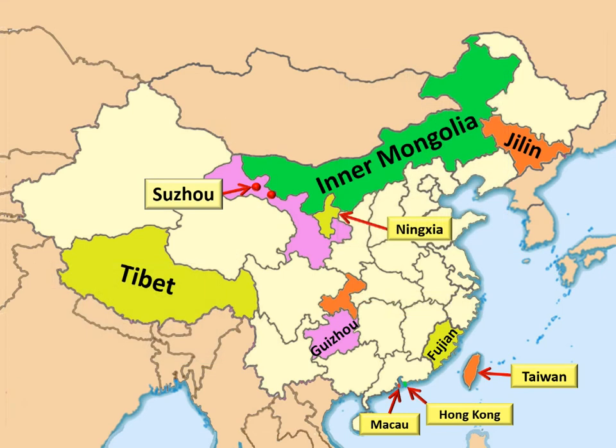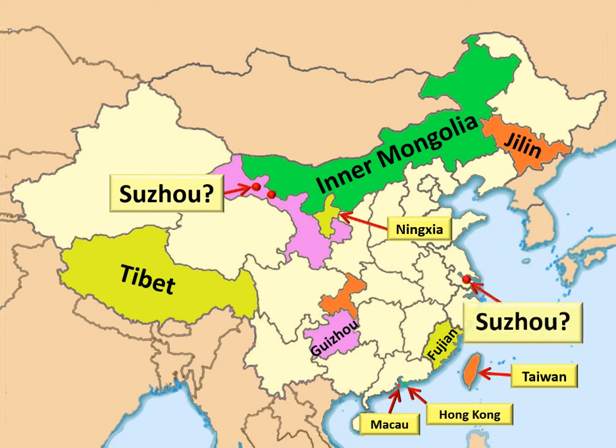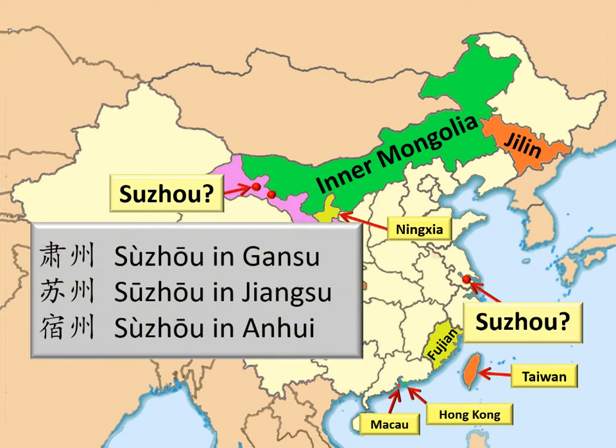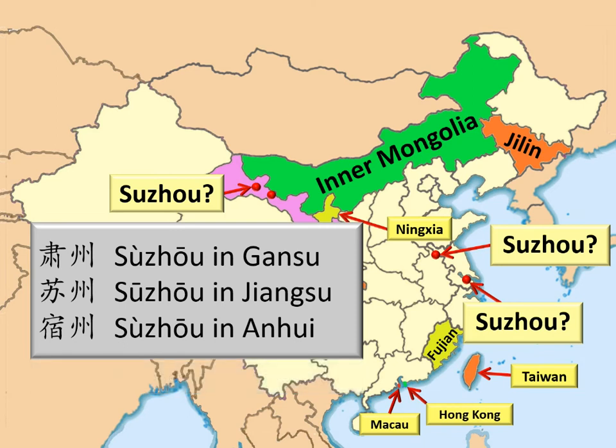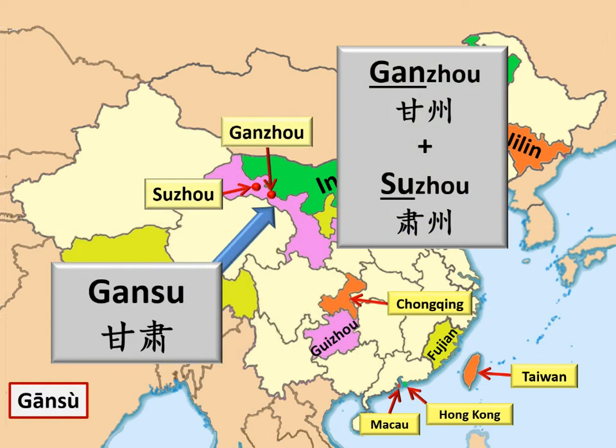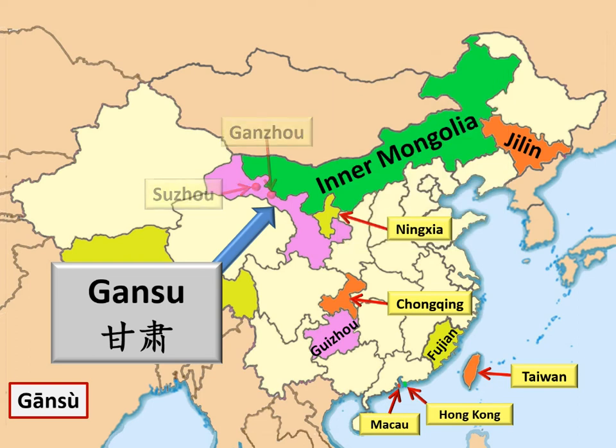But wait a minute. Didn't we already see a city named 苏州 in Jiangsu province in eastern China? Well, just to confuse us, there are three well-known cities with that name in China. Although they sound alike to us, their written names are different. In any case, 甘 plus 肃 equals 甘肃. Remember 甘肃.